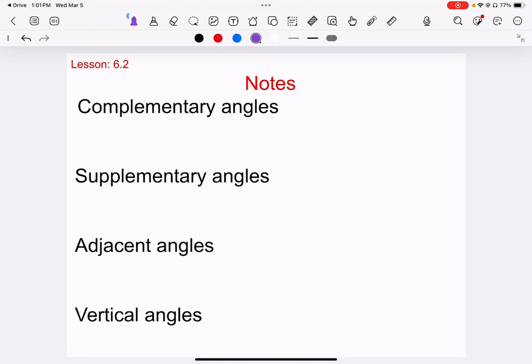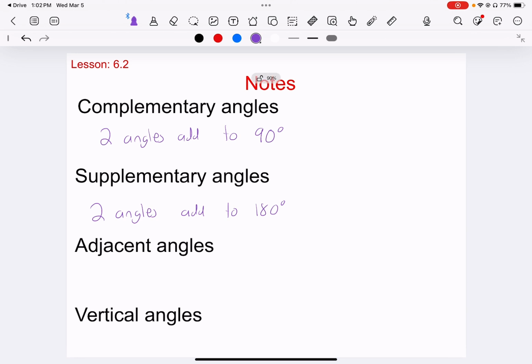This lesson is going to be on different types of pairs of angles. First type of pair of angles we have are complementary angles. Complementary angles are two angles that add to 90 degrees. Supplementary angles are similar, but they're two angles that add to 180 degrees.